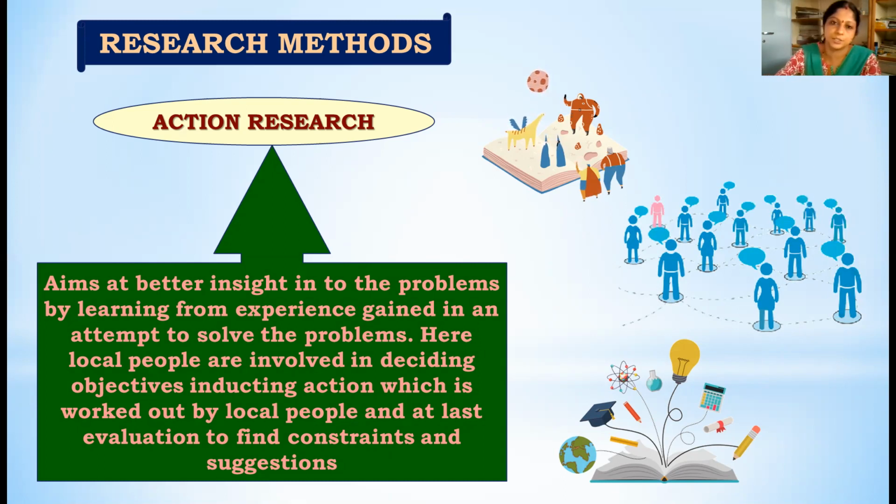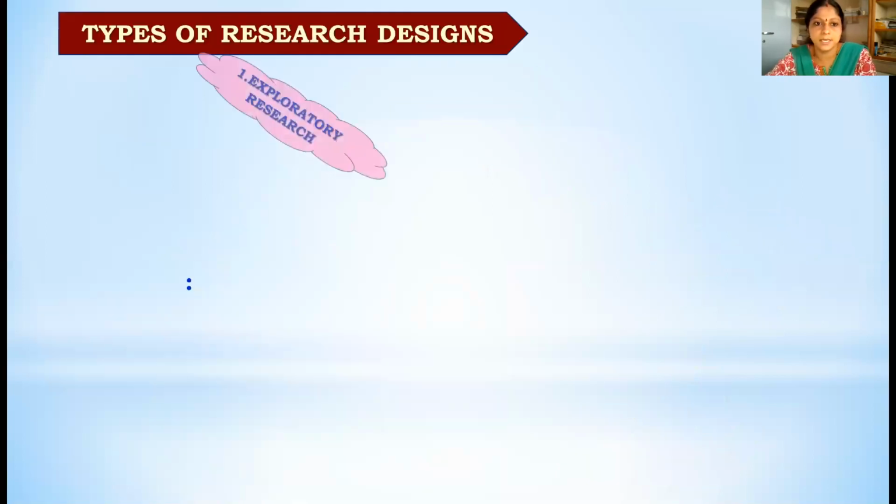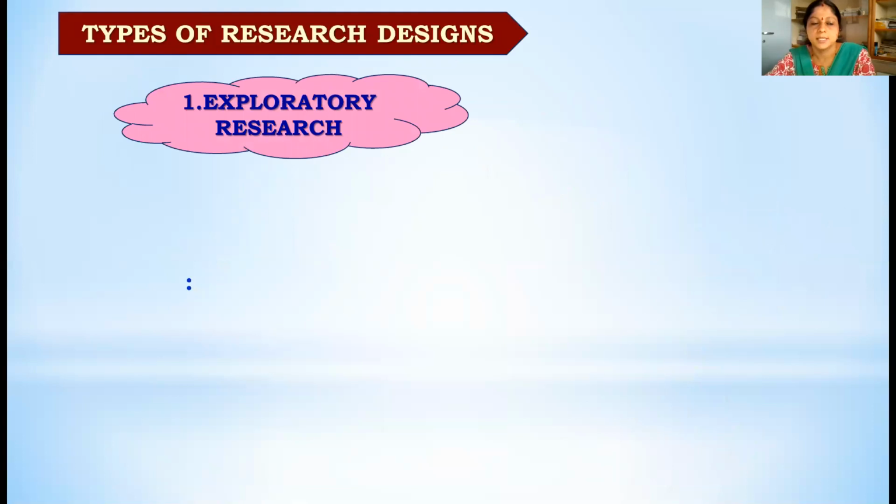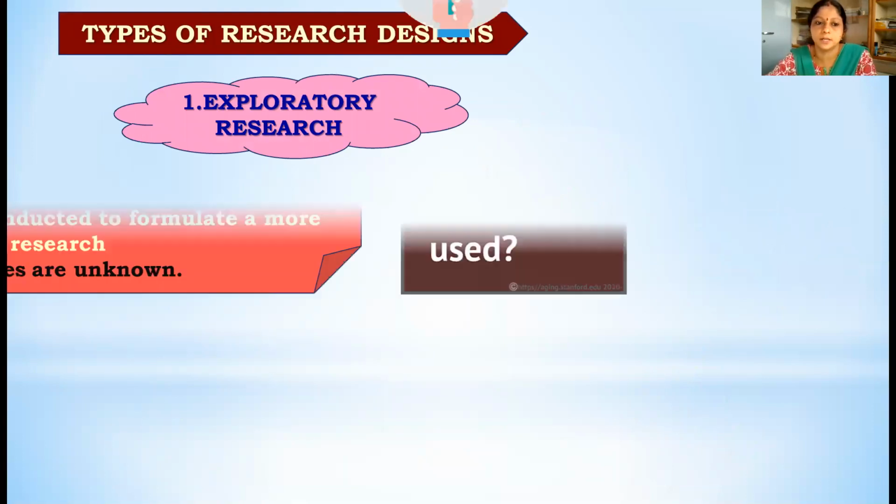the constraints and suggestions. Usually the action research is carried out by the local people only rather than us, and based on their own experience we are finding out the constraints and we are coming out with the suggestions to overcome those constraints. And the next comes is the research designs. There are different types of research designs. The first one is exploratory research.